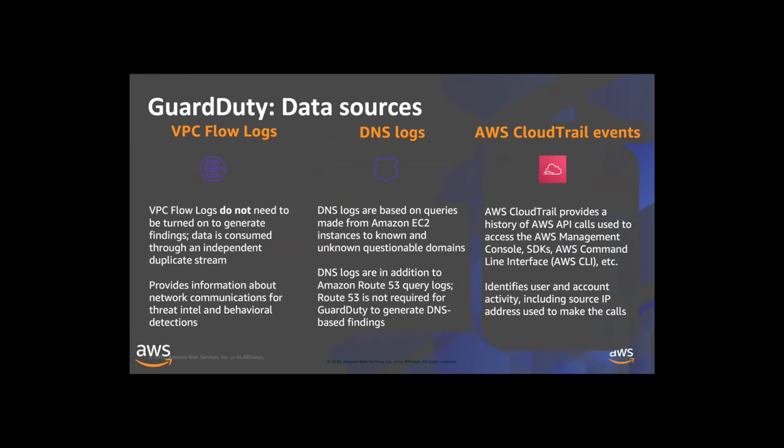So your VPC flow logs, that's a feature that enables you to capture information about the IP traffic going to and from your network interfaces in your VPC. Your DNS logs are based on queries made from your EC2 instances to known and unknown questionable domains. And your CloudTrail events, it's a log of AWS API calls used to access the AWS Management Console and SDKs and more. So it takes a look at these services, and it goes ahead and does that analysis.